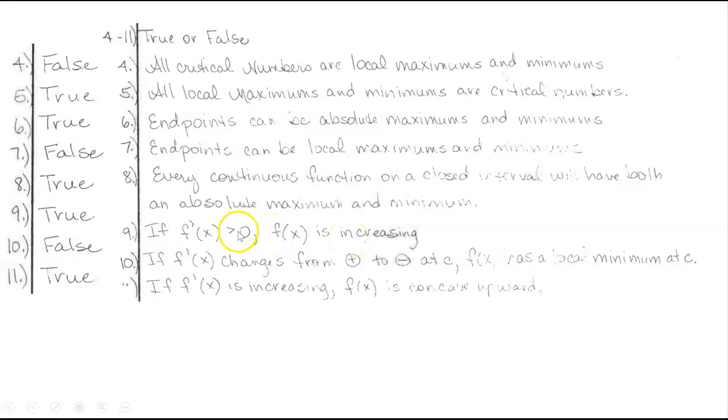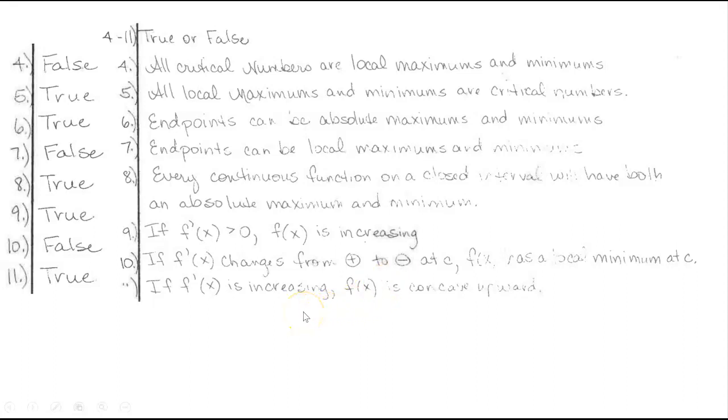All right, then the next one, if the first derivative is positive, then the original function is increasing. That's true. And where it's negative, it's decreasing. Then 10, if the derivative changes from positive to negative at a critical number c, then the function has a local minimum at c. It's actually a local maximum, right? When it changes from positive to negative, that's changing from increasing to decreasing. So that would be a maximum, not a minimum. If it changes from negative to positive, from decreasing to increasing, that would be a minimum.